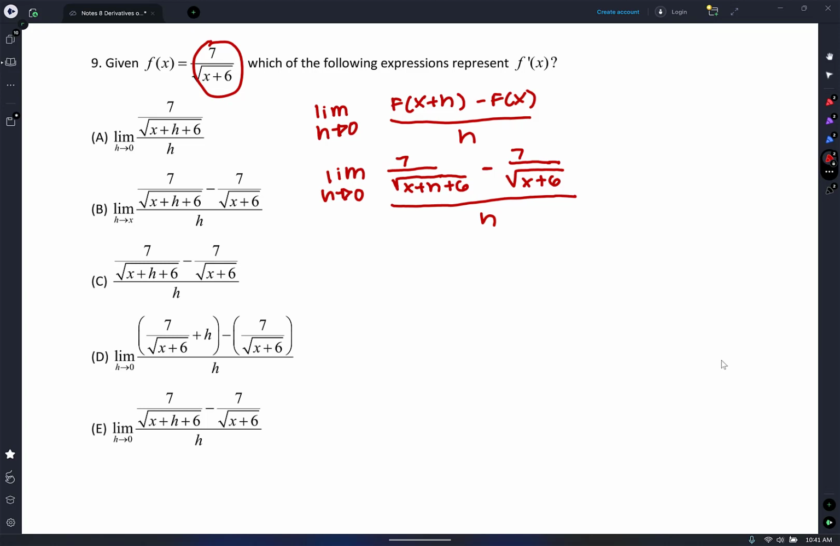Okay. I'll put this in parentheses just to emphasize it. Is it A? Is it B? Why is it not B? Pay attention to all the little details. Is it C? Why not? It doesn't have a limit. I fixed it. Is it D? Okay, why is it not D?